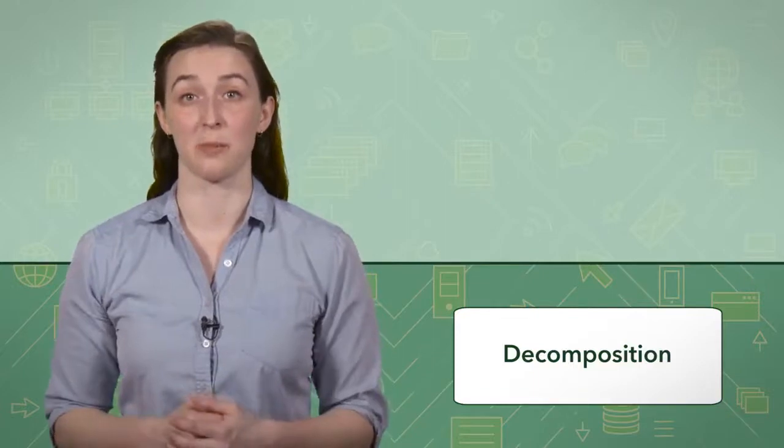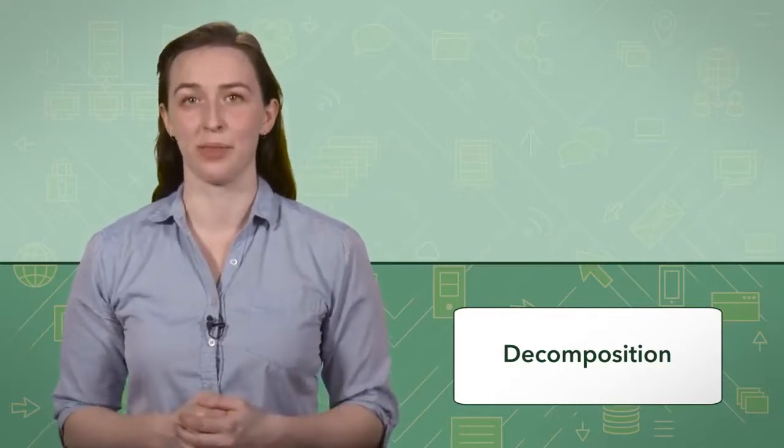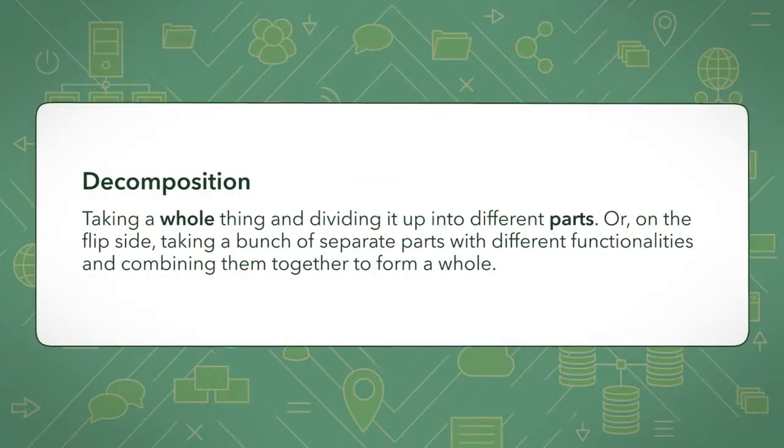Next on our journey, we will be applying the object-oriented design principle, decomposition. Now that we have discussed the basic theory behind decomposition, it is time to expand our knowledge and see it in action. Let's take a look at how to apply decomposition. Our definition of decomposition is taking a whole thing and dividing it up into different parts, or, on the flip side, taking a bunch of separate parts with different functionalities and combining them together to form a whole.